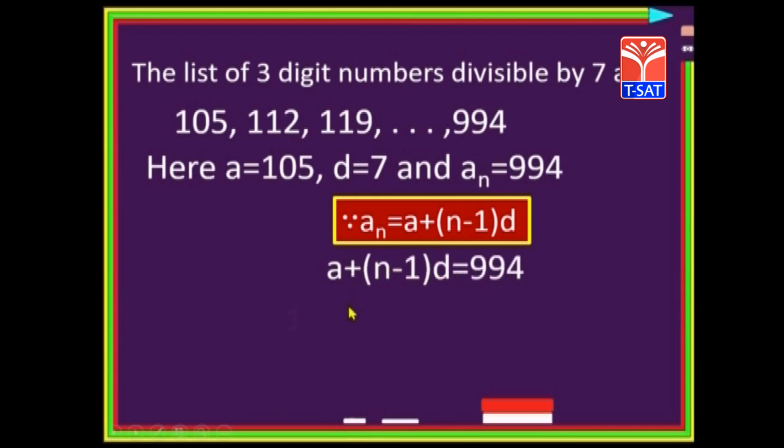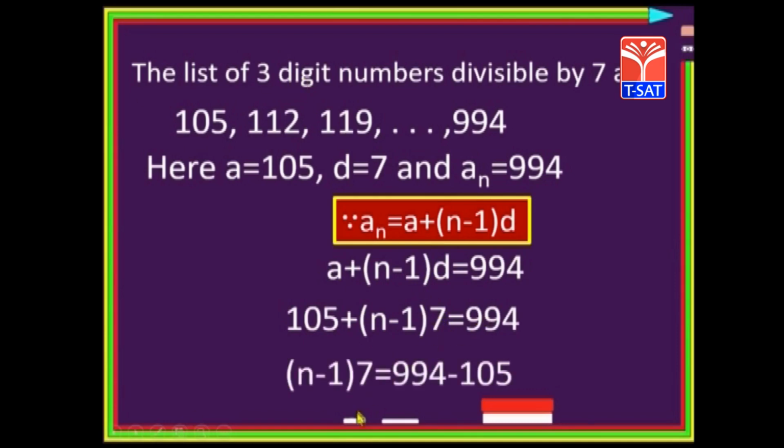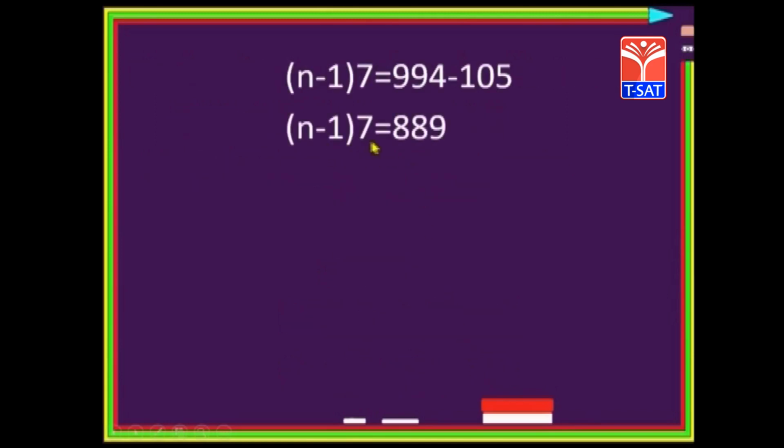Here the a value is 105 and the d value is 7. Solving by simple computations, (n − 1) into 7 is equal to, bring 105 to the right hand side, 994 minus 105. What is 994 minus 105? That is 889. So (n − 1) × 7 = 889. Now, 7 is multiplying to (n − 1), bring it to the right hand side, it will divide. So, n − 1 is equal to 889 by 7.